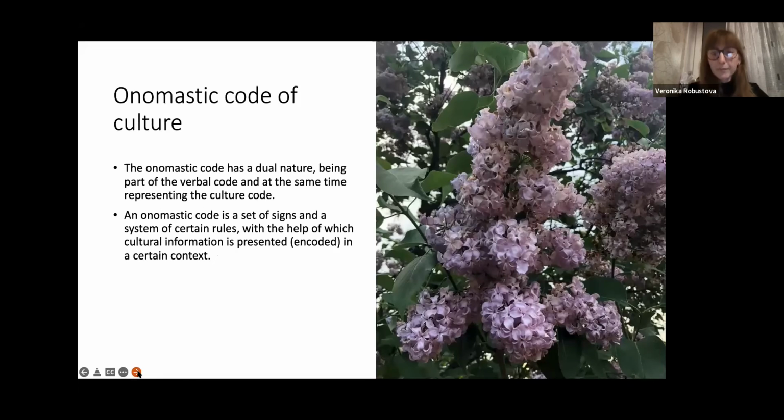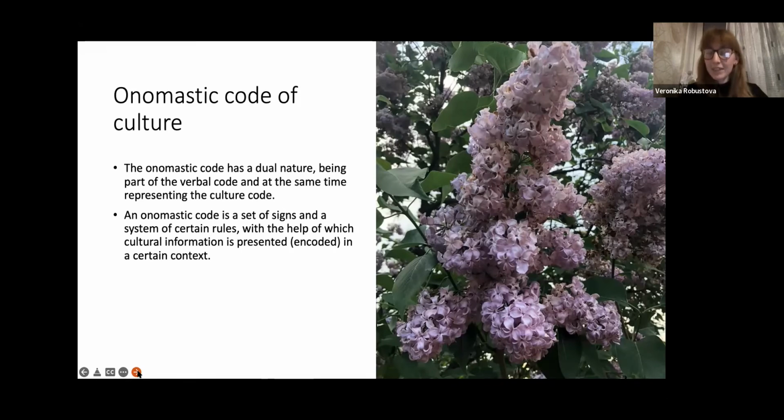And why I think that names of lilac are a kind of onomastic code of culture, because the names of lilac incorporate the history of the country, the glory of the country, and they perform the so-called commemorative function. The onomastic code has a dual nature, being part of the verbal code and at the same time representing the code of culture. Why again is that the code of culture?